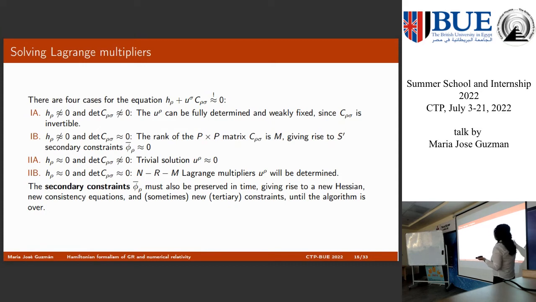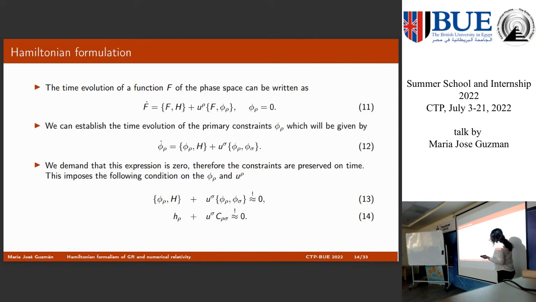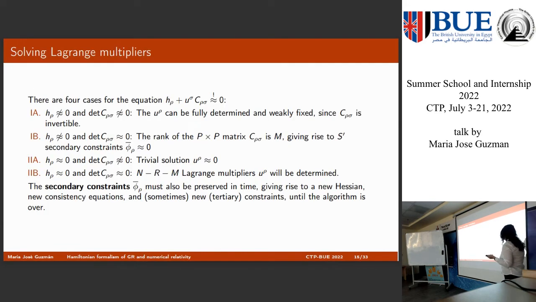In other cases, there is only a particular number of Lagrange multipliers that I can determine, and I need to put new conditions for this equation to be satisfied. These new conditions are secondary constraints. Later, I need to impose that these secondary constraints are also preserved in time, and they give rise to a new set of equations. I have to put them in this matrix, get a new C and a new H, and do the whole process again. This is what is called the Dirac algorithm.